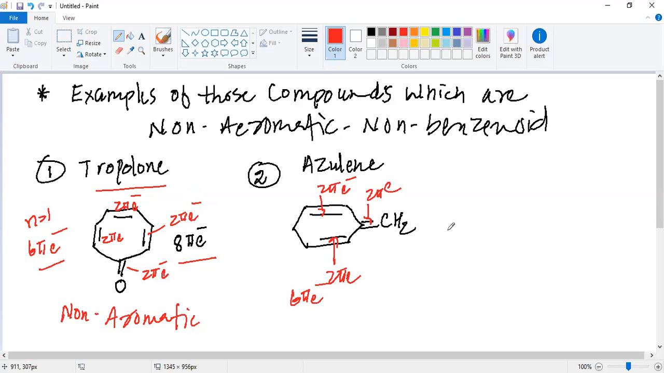But remember, my dear students, that this CH2 is exactly not in the same plane as this. So this CH2 is available in some other manner. Let me explain to you how.